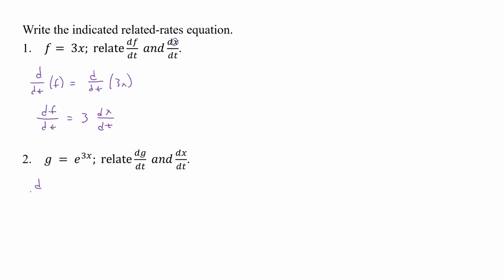So we could take the d dt of g is equal to d dt of e to the 3x. Okay, well, what do we get? On the left, that just gives us dg dt. So hey, we've got the left part done. Now we're taking the derivative of that. If you remember how to do that, we're going to take the ln of that, and so we're just going to get 3 times e to the 3x times dx dt.